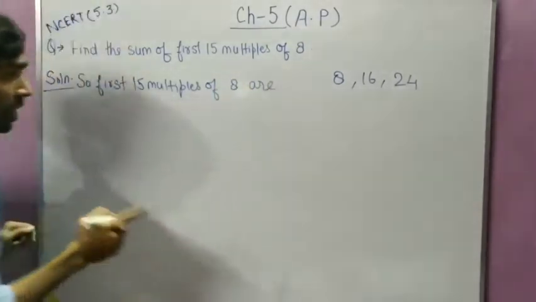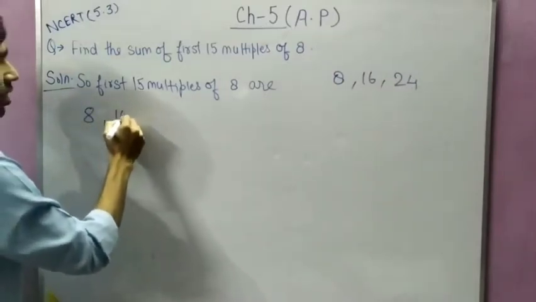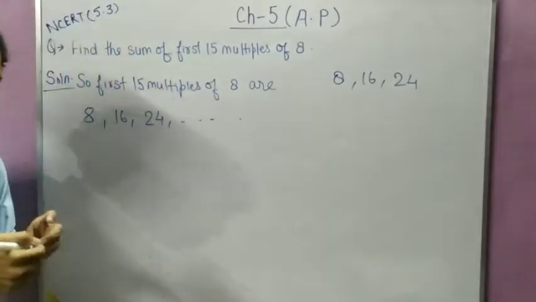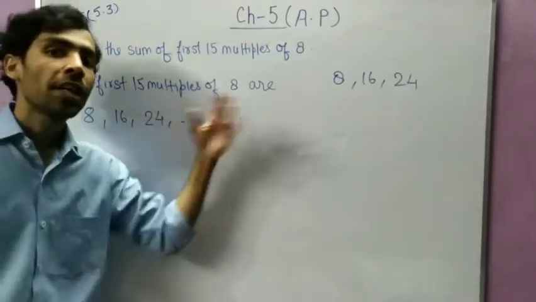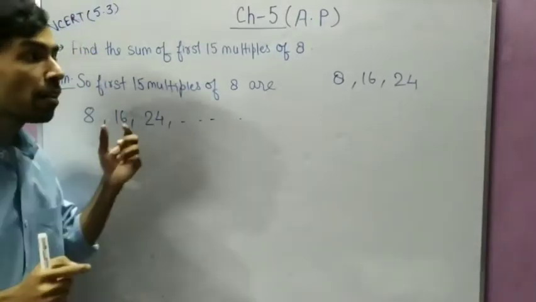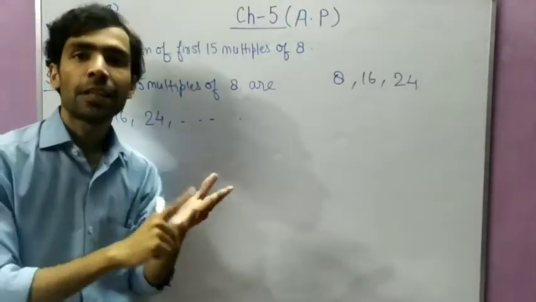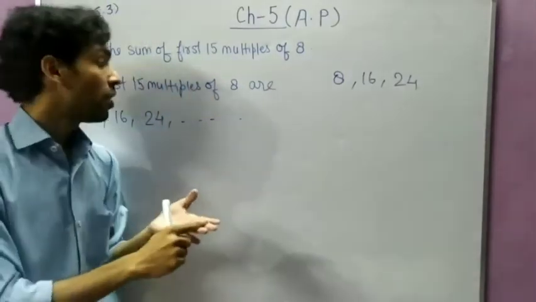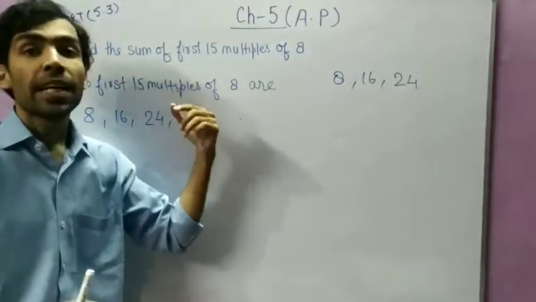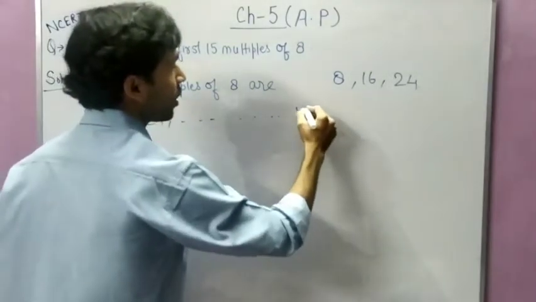It will start from where? It will start from 8, then 16, then 24, and up to where it will go? Because we have to find 15 multiples now. So what will be the 15th multiple of 8? 8 1s are 8, 8 2s are 16, 8 3s are 24, 8 4s are 32, and so on up to 8 15s are. So the last multiple of 8 will become 120.